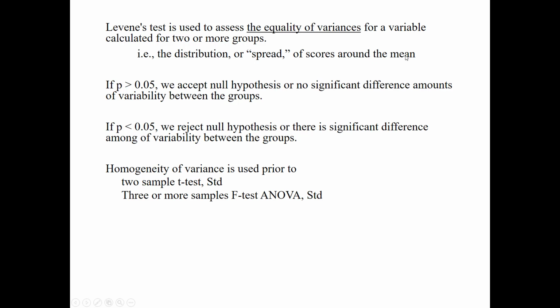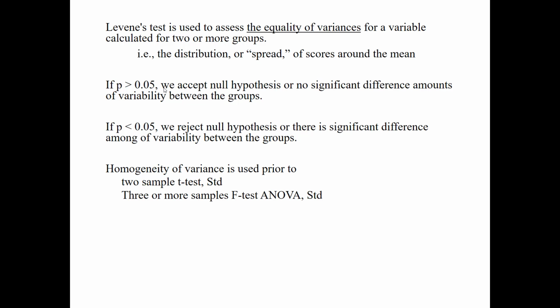For example, you have a mean value. One set of data might be more towards the left of the distribution, another set more towards the right side. However, the mean value is the same. When you compare the two data set distributions, if the p-value from Levene's test is greater than 0.05, then we accept the null hypothesis, meaning there's no difference in the distribution between the two.